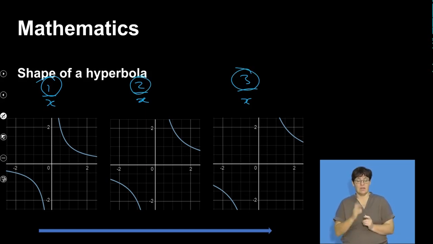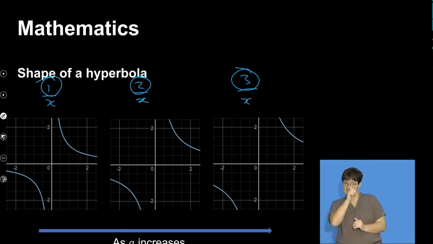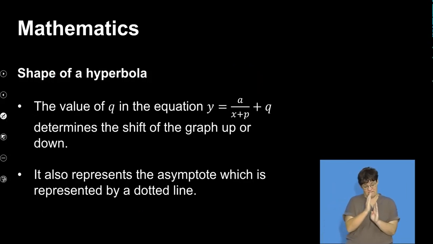So what this means is, as a is increasing, the graph is becoming steeper, or it becomes a bit further from the y-axis, which is what the value of a tells us in terms of the shape of the graph.